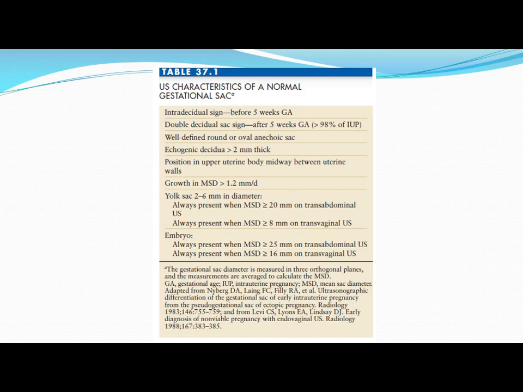Yolk sac, which is 2 to 6 mm in diameter, is always present when MSD is larger than or equal to 20 mm on transabdominal ultrasound, or larger than or equal to 8 mm on transvaginal ultrasound. MSD. Embryo is always present when MSD is larger than or equal to 25 mm on transabdominal ultrasound, or larger than or equal to 16 mm on transvaginal ultrasound.